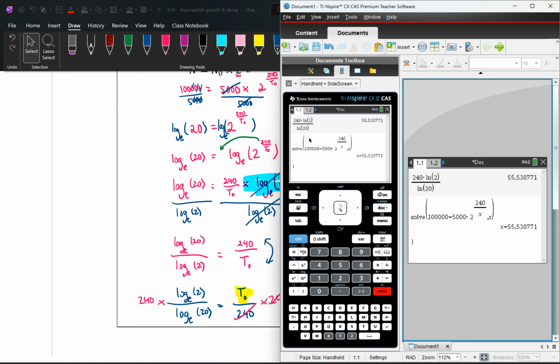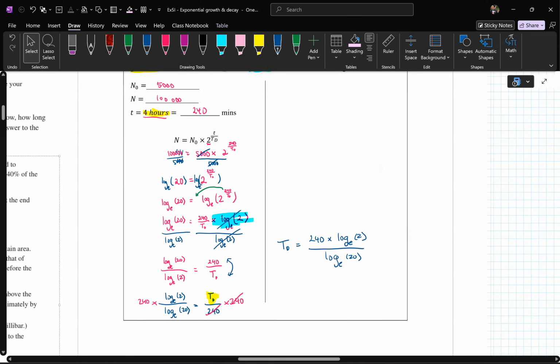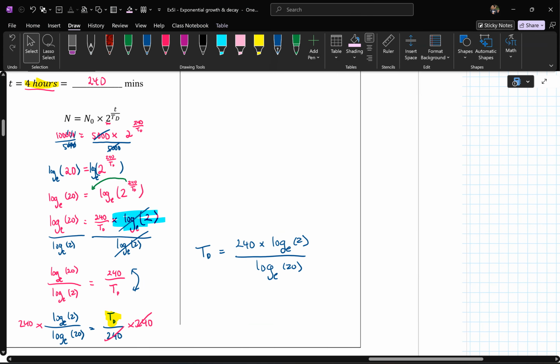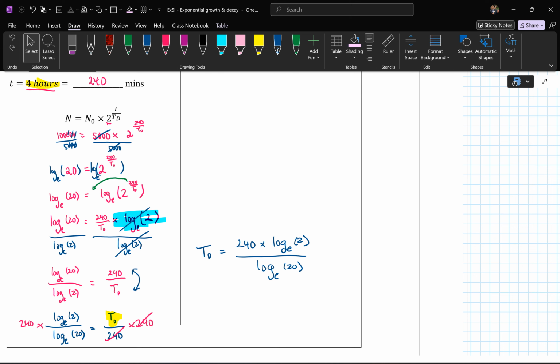So one was by hand, the other one you can do by CAS. Cool? So far so good. That's your textbook question. They likely would have gone through the algebra there. I do want you to practice the algebra as well, just so that you get familiar with whether it's log E or log base 2 to get rid of. You're going to be comfortable moving between them, because that will help you with example 3.